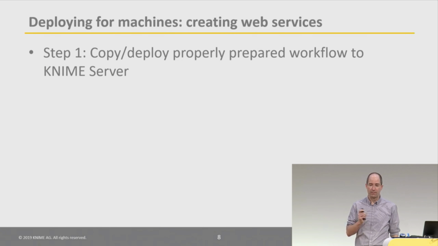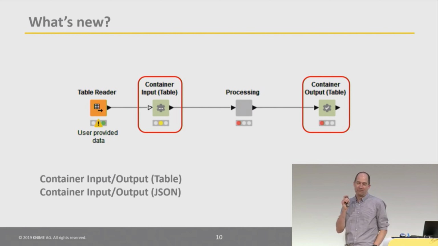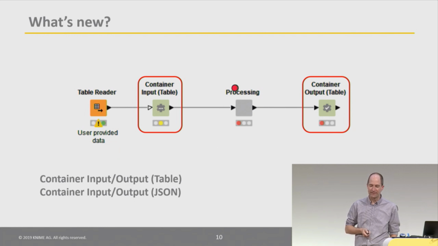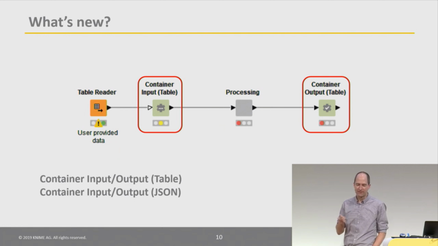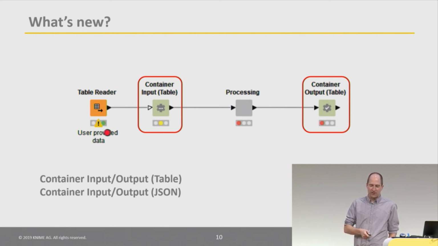Let me show you what properly prepared means. This is a workflow that reads data in and does some processing. It's simple. Right? This is abstract. These 2 nodes are what I started with, table reader and processing. In order to make this a web service, I added a container input table node and a container output table node. These are 2 things that are new.